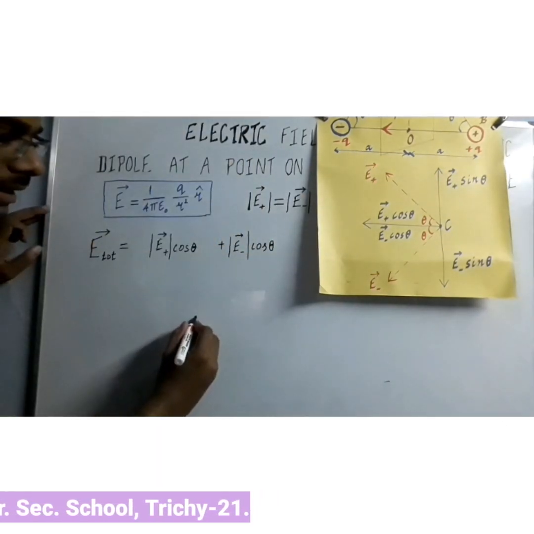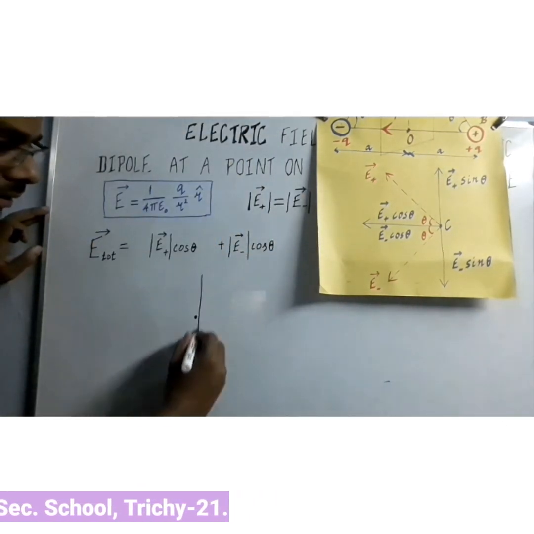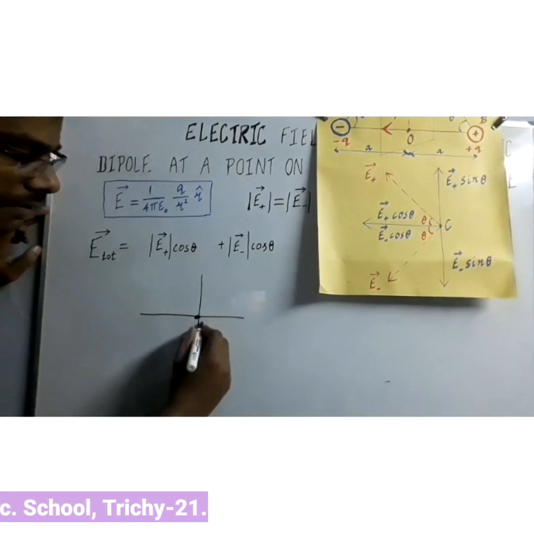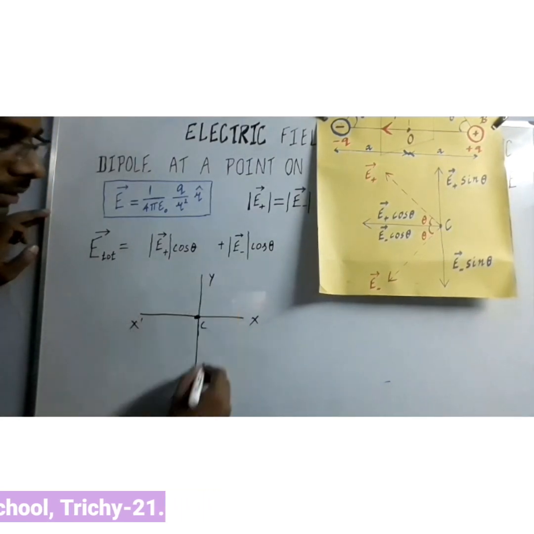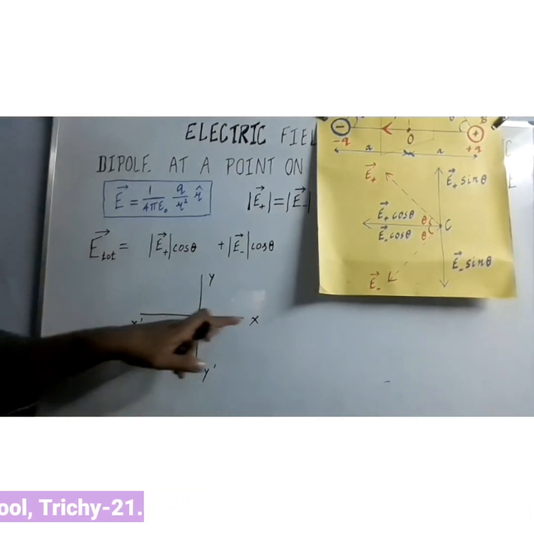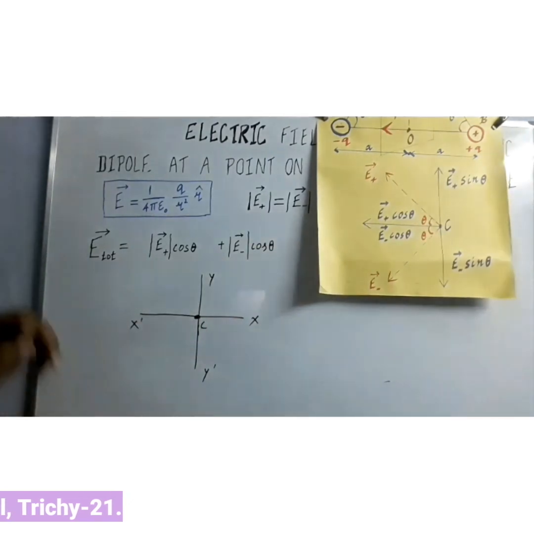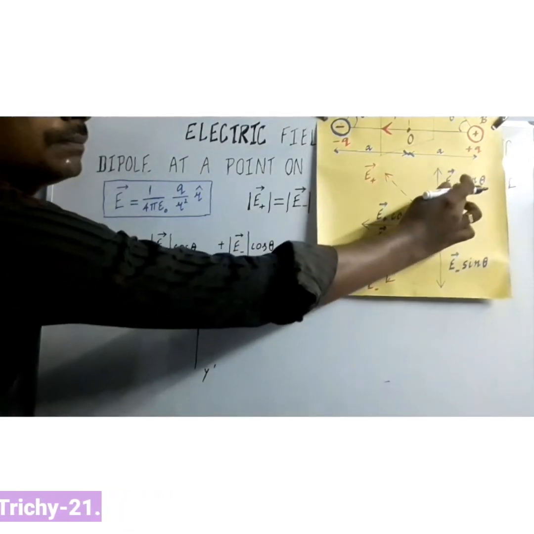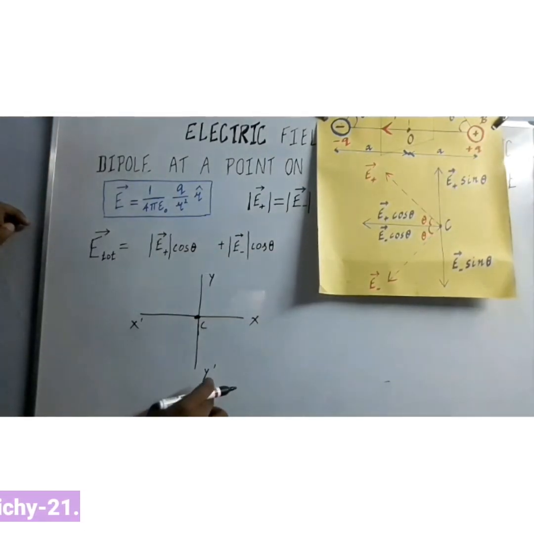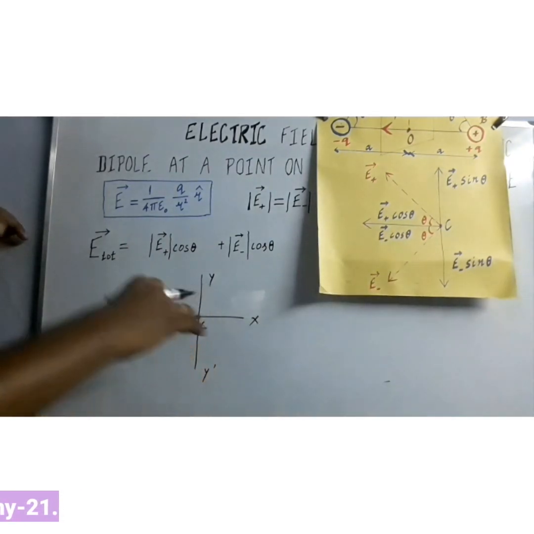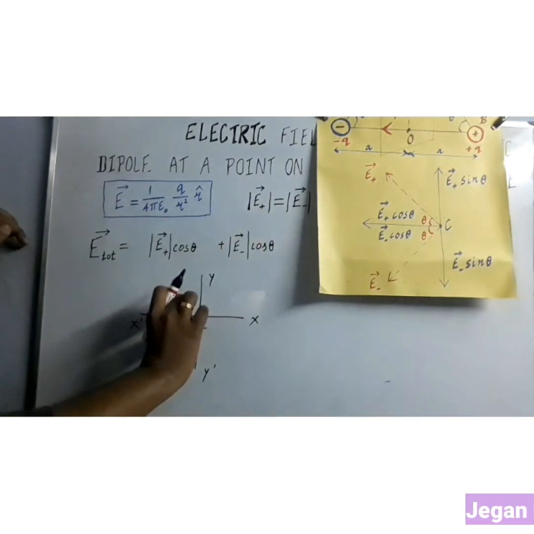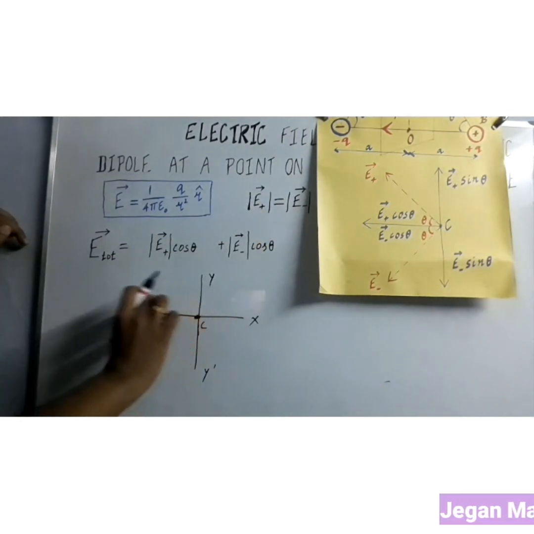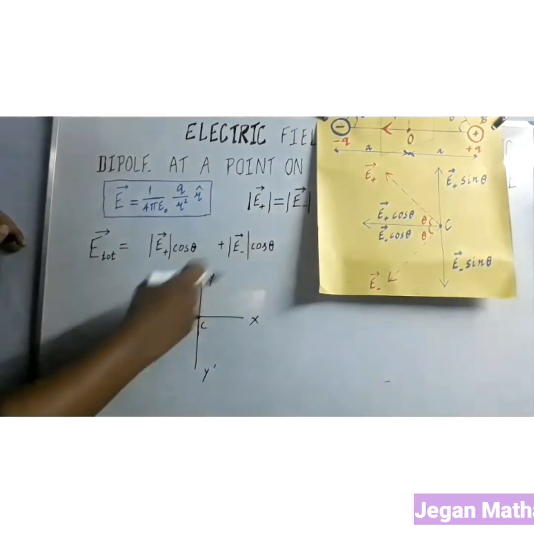So let us take the point C as the origin. Here we have the x-axis, x dash, y, y dash. Along the x-axis there is no component. Along the y-axis we have the E plus sin theta, and along the y dash E minus sin theta. As we have discussed already, they both can cancel each other. So no more component in y and y dash. Only the parallel components are acting along the x dash. Along the x dash only the two parallel components are acting.